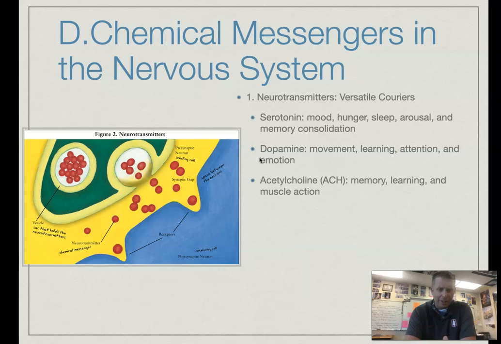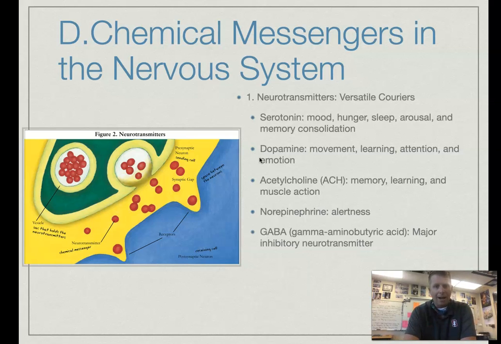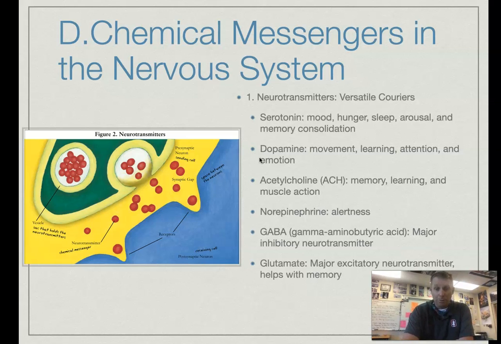ACh, acetylcholine, here we go again. Memory, learning, and muscle action. We have norepinephrine, which is our alertness. It's kind of similar to adrenaline. GABA, sorry, gamma-aminobutyric acid, which is a major inhibitory neurotransmitter, so it slows you down. Glutamate is a major excitatory neurotransmitter, which helps with memory. If you ever have MSG, monosodium glutamate, it can cause problems if you have glutamate deficiency.